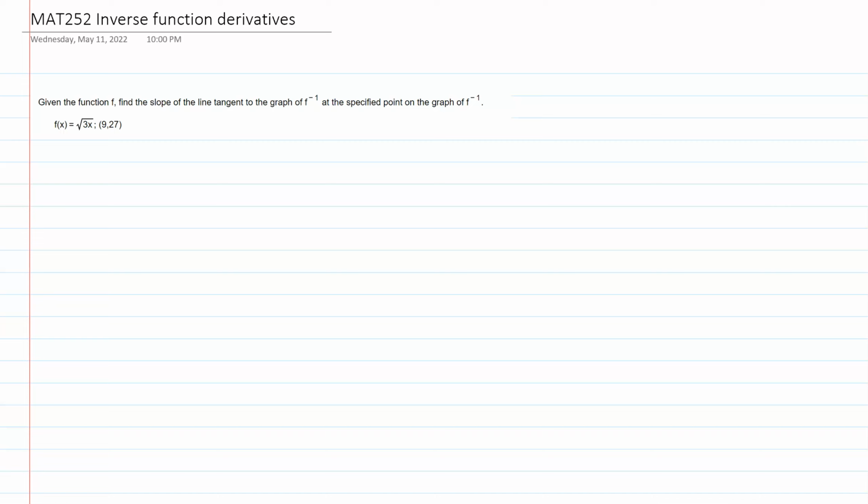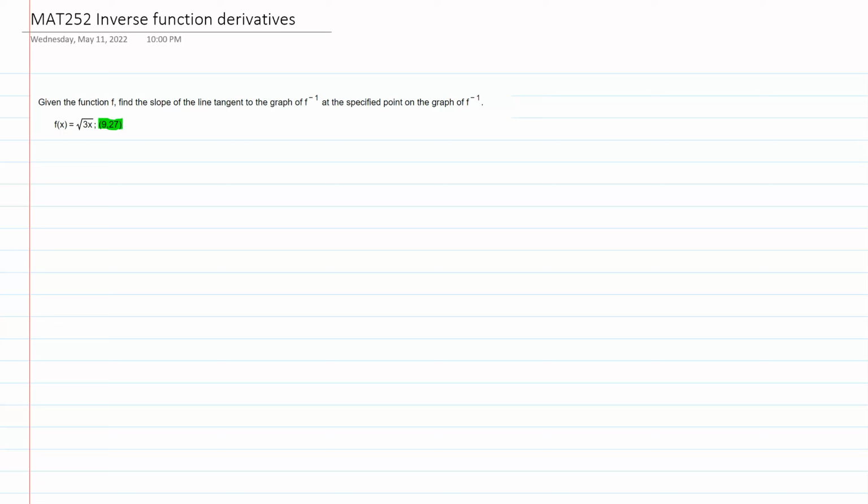Okay, so this is from the homework. Given a function f, find the slope of the line tangent to the graph of f inverse at the specified point on the graph of f inverse. So the function f of x is radical 3x, and the point, which is a point on the graph of f inverse, is (9, 27). Okay, so the wording of this I feel like is kind of terrible.